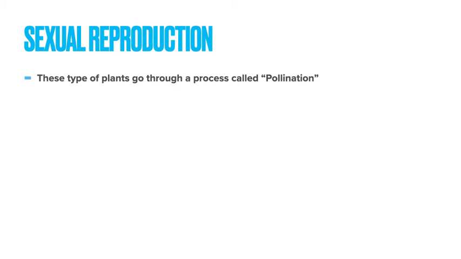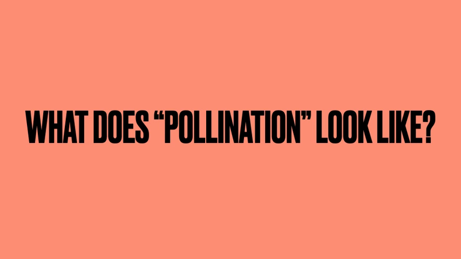The next type of reproduction plants go through is sexual reproduction, and sexual reproduction happens through a process called pollination. What is pollination and what does it look like, you might ask?